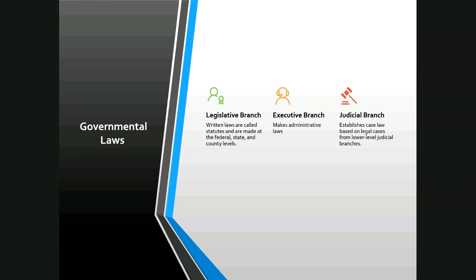So there are governmental laws. There's the legislative branch. I'm going to zoom in here. Written laws are called statutes and are made at the federal, state, and county levels. The executive branch makes administrative laws, and the judicial branch establishes case law based on legal cases from lower level judicial branches. Your textbook covers just a brief overview of this.